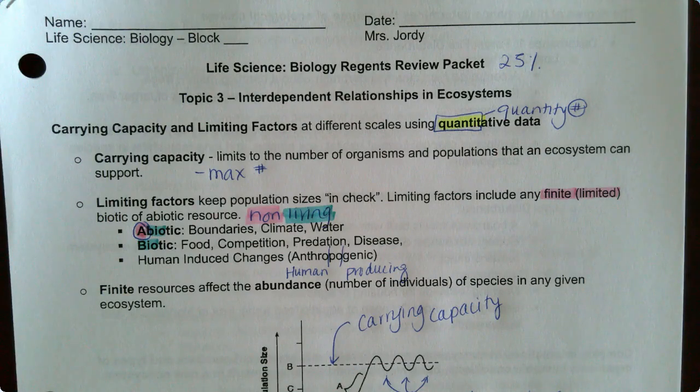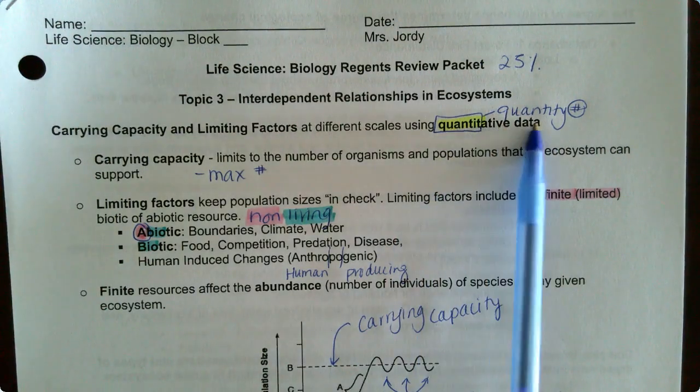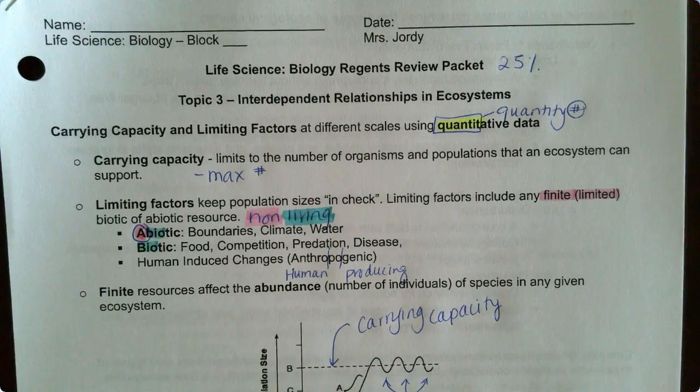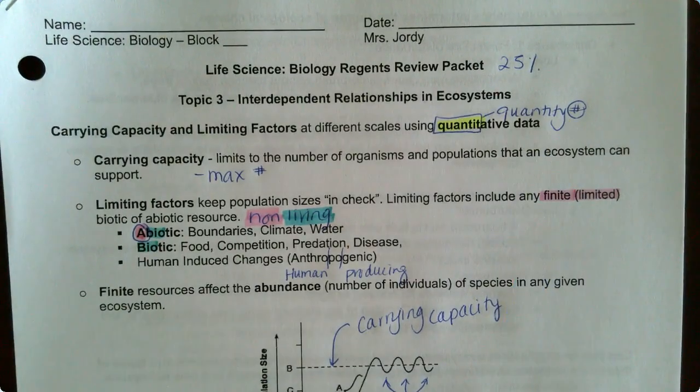First up, we have carrying capacity and limiting factors. We're going to be looking at different scales and using quantitative data. When I see that word quantitative, what I like to do is break it down into the word quantity. Remember, there's going to be a lot of vocabulary, and if we can find those chunks that we know, it's going to make it a lot easier. Whenever I see quantity, I know I'm talking about number. What we're going to be doing is looking in the passage, in the data table, in the graph, in order to grab those numbers to help us better answer the questions.